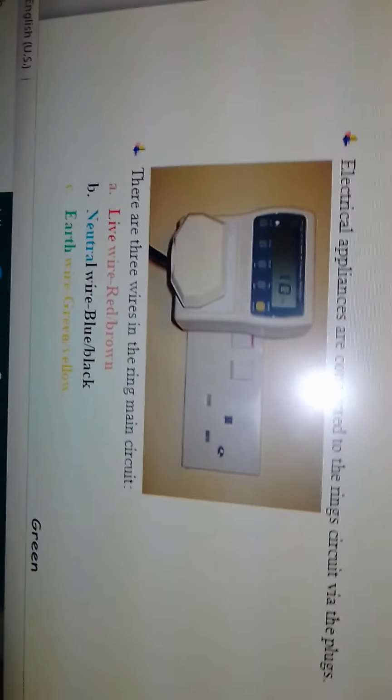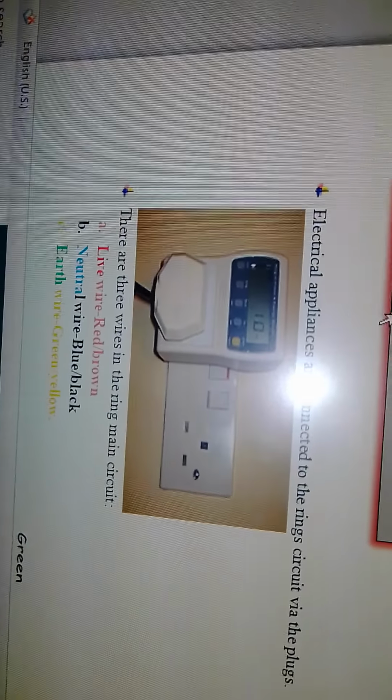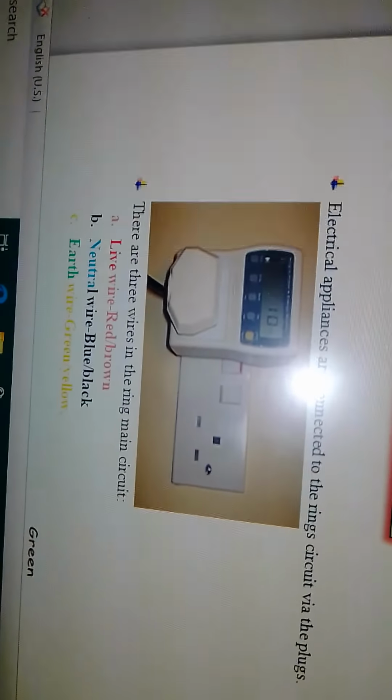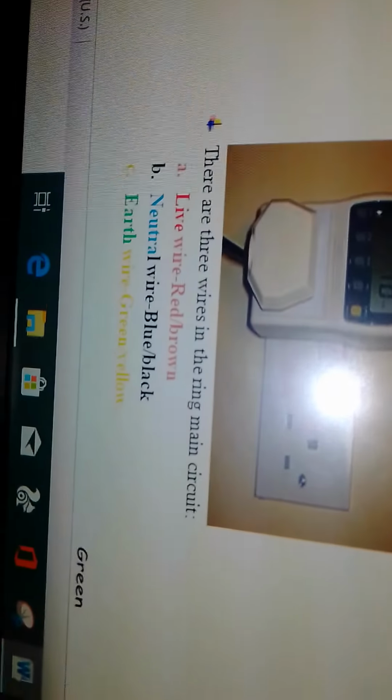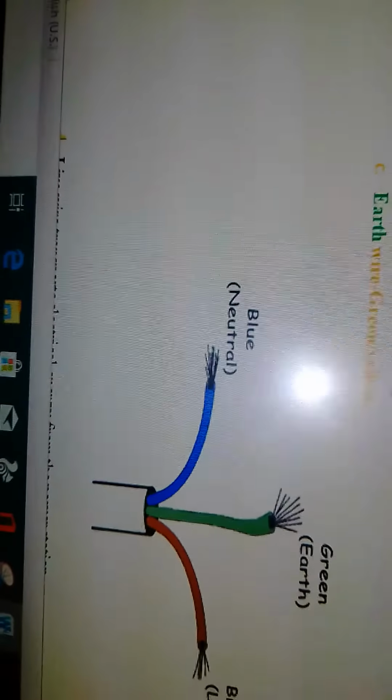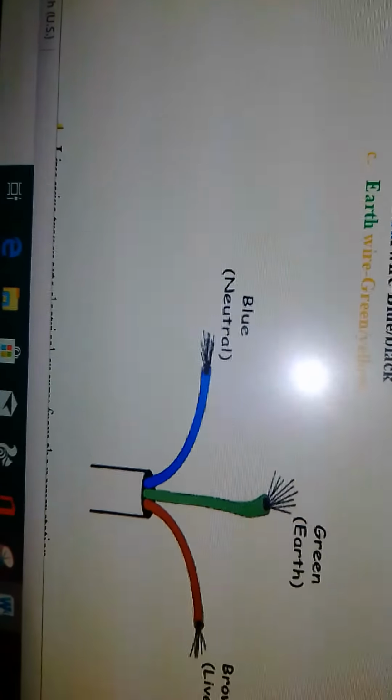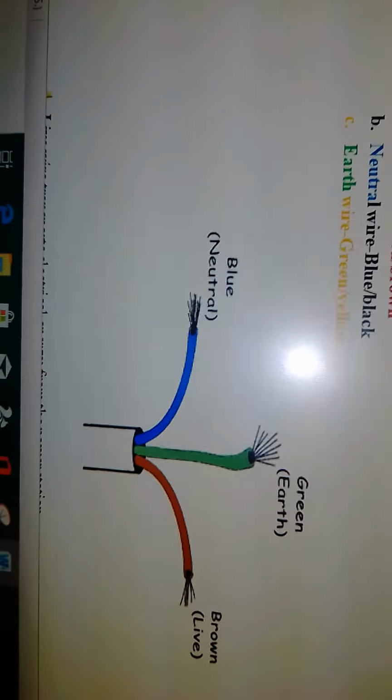In the UK, they use brown. In the United States, they use red. Neutral wire can be blue or black, and earth wire can be either green or yellow. There you go. The blue, which is neutral, the green, which is earth, and the brown, which is live.